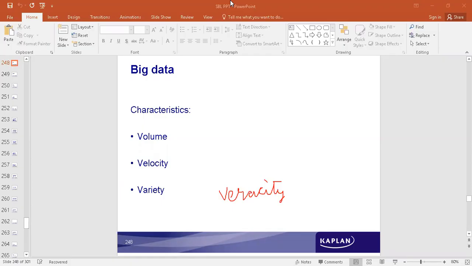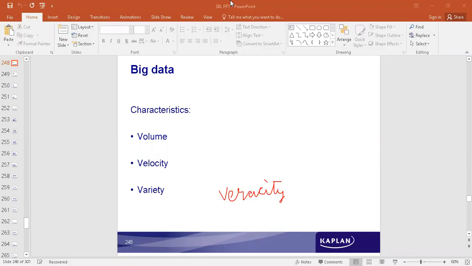Okay. Then in fact, the latest V, the fifth V, is about value, whether value to the customers is added or not. So that talks about the fifth V. You remember four, that is sufficient.